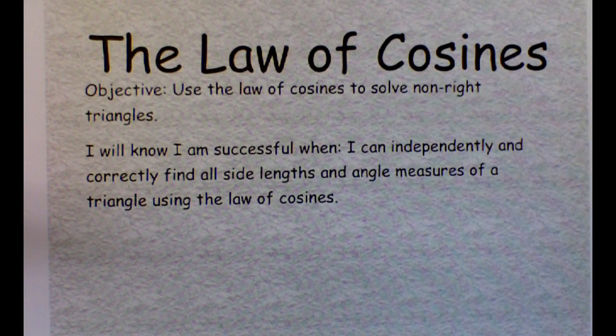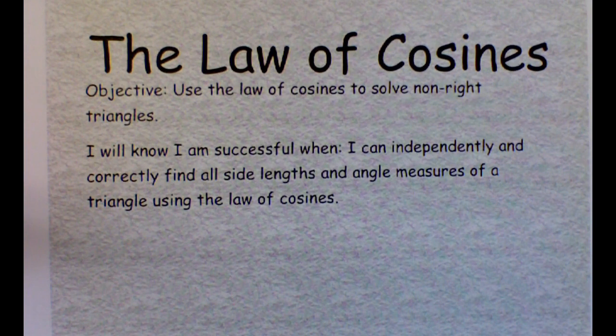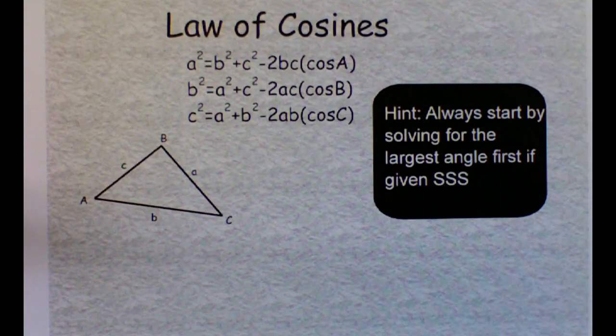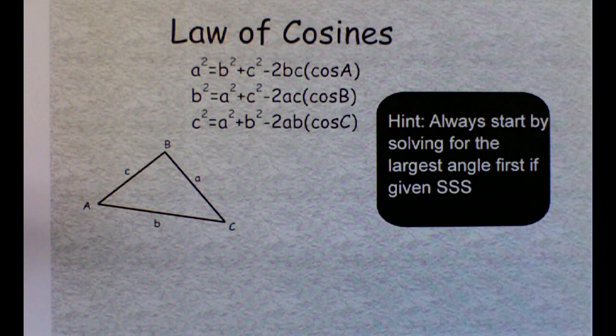All right, today we're going to talk about something called the law of cosines. We're still solving these non-right triangles, so no Pythagorean theorem or SOHCAHTOA. The law of cosines has three different versions: a squared equals b squared plus c squared minus 2bc times the cosine of A, or I can switch all those letters two different ways.